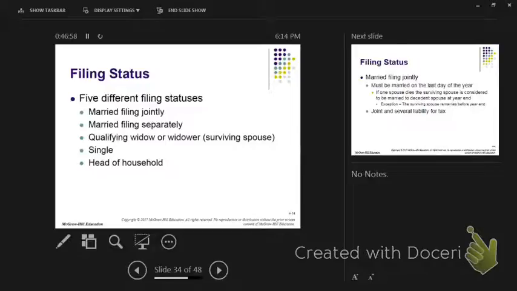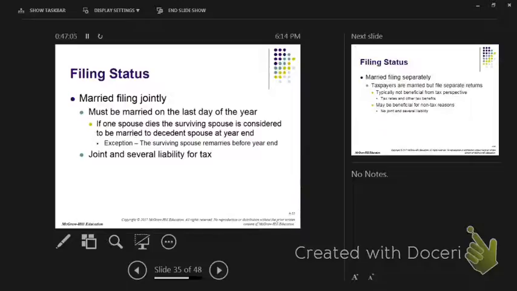So, all right. Here are our filing statuses. We did talk about them. We talked in detail about a couple. Married filing jointly is the one exception, which is what I just said about the surviving spouse, which we'll talk about. The one thing with filing jointly is that you're both liable for the other person's tax liability. That's why some people just won't file jointly. They don't want to, because then you're responsible.